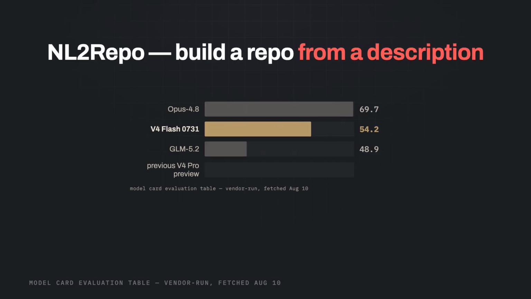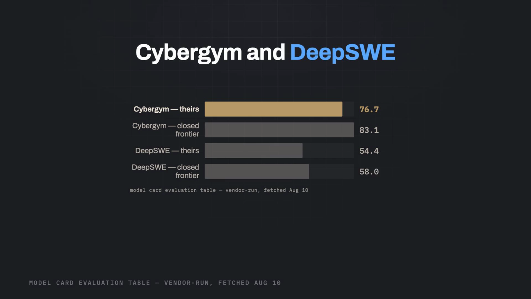Then the gap opens. On the repo construction benchmark, they post 54.2 against 69.7 for the closed frontier model. That's not close, and to their credit, they printed it anyway. Same shape on the other two, 76.7 against 83.1 on the security benchmark, 54.4 against 58.0 on the software engineering one. Close on some, well behind on others.